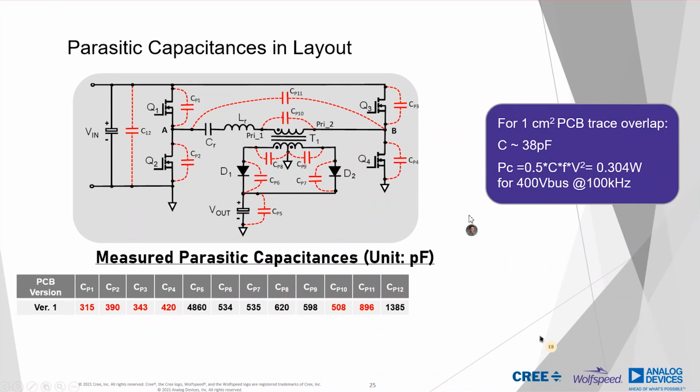And just for reference here, if you have 1 square centimeter of overlap on a trace, so like say your top layer is connected to one node and your next layer is connected to a different node, for every square centimeter that those overlap, you're going to see about 38 picofarads of capacitance. While that might not seem like much, with a 400 volt bus between those nodes at 100 kilohertz, that's 0.3 watts. And so 1 square centimeter is also not a very big area.